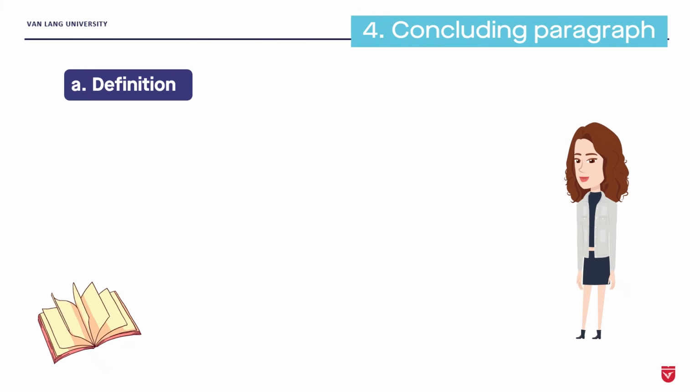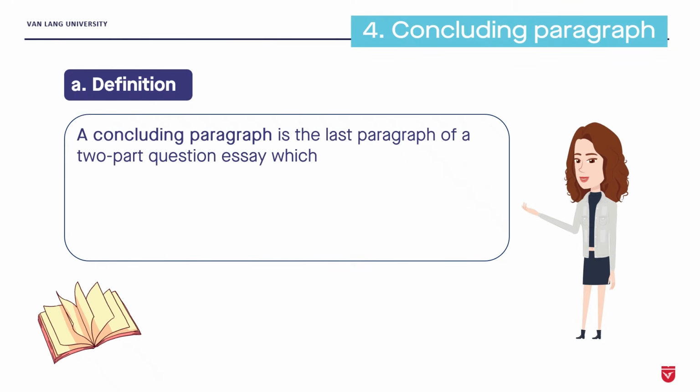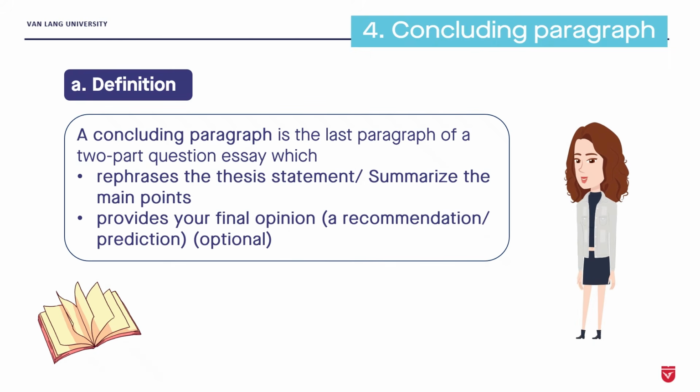Now, we will discover the structure of a concluding paragraph. A concluding paragraph is the last paragraph of an essay, which rephrases the thesis statement or summarizes the main points, and provides your final opinion, such as a recommendation or prediction.